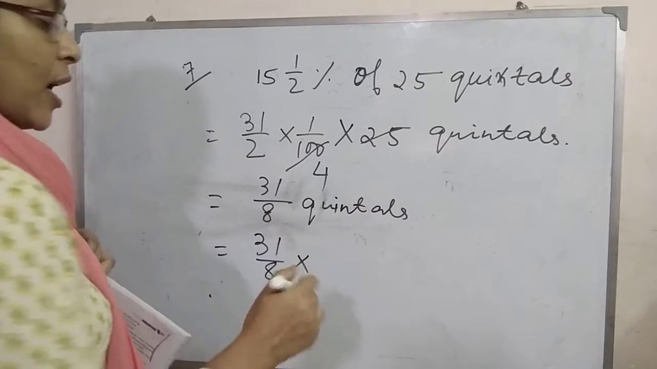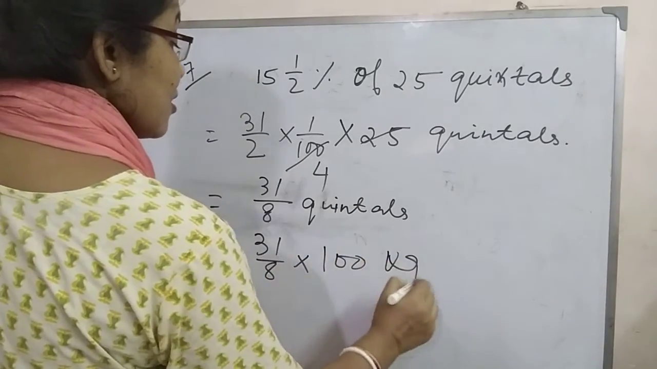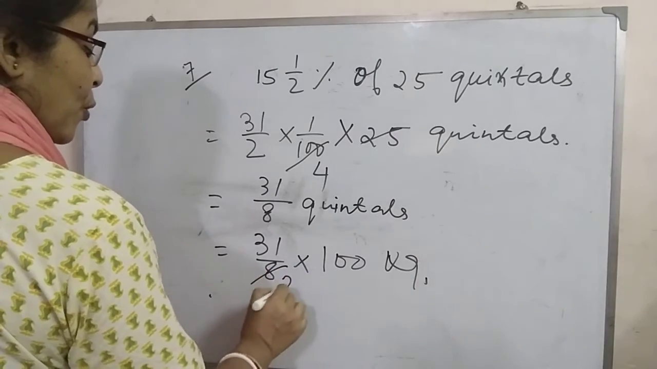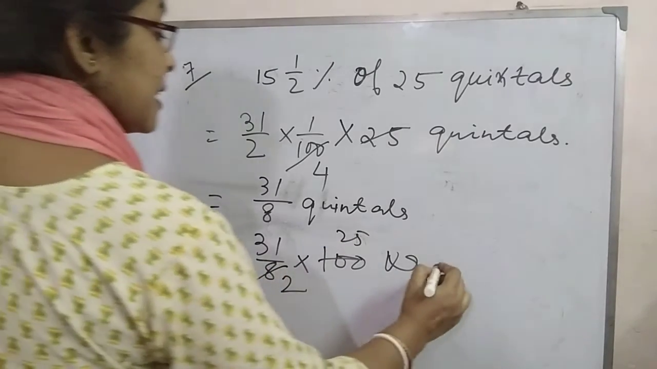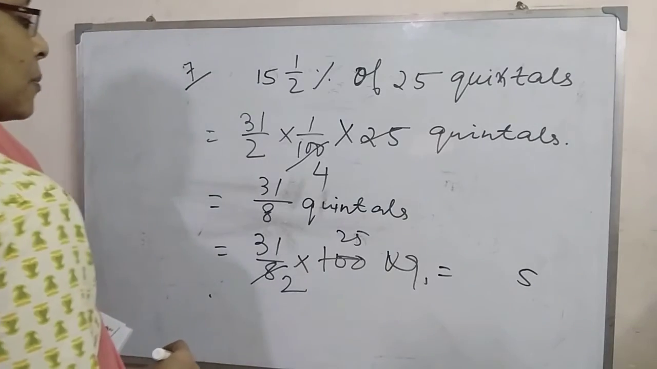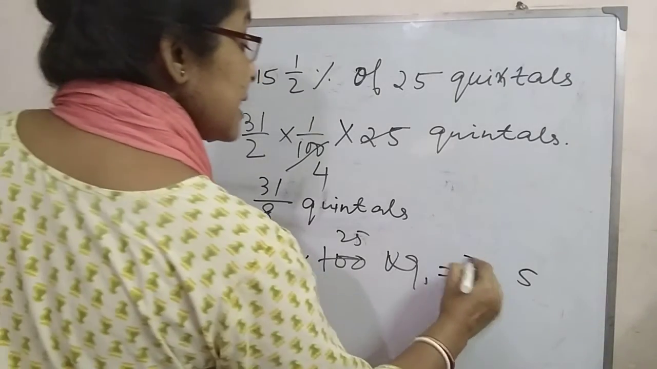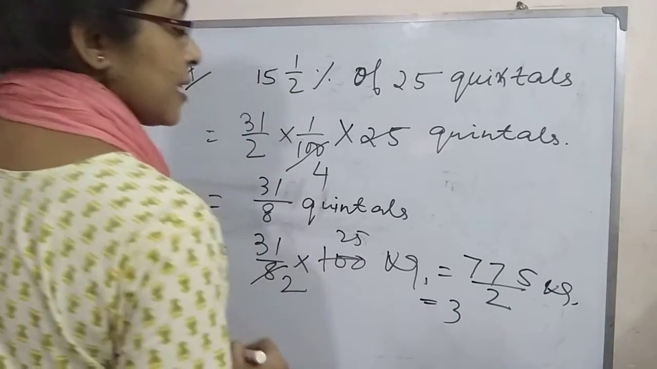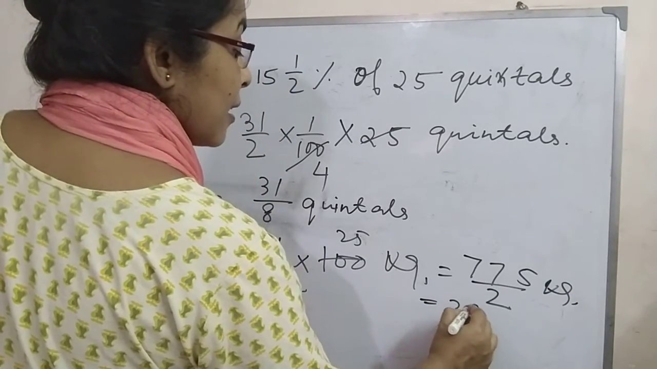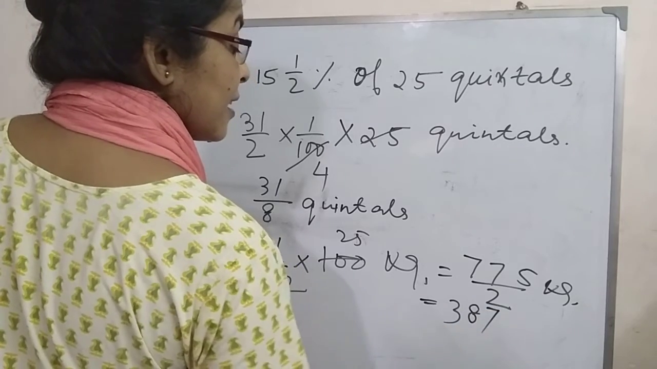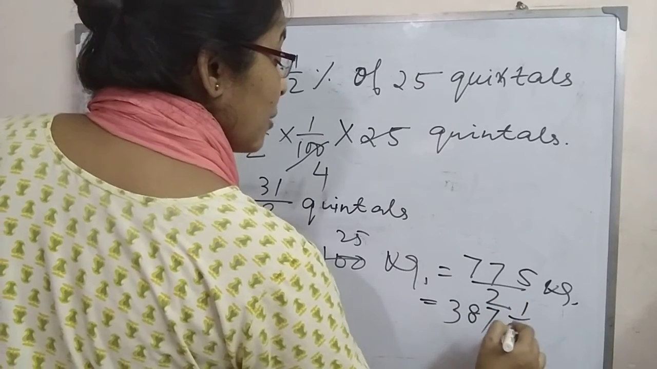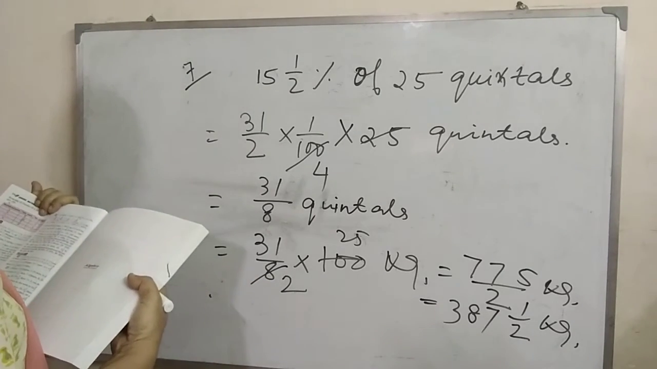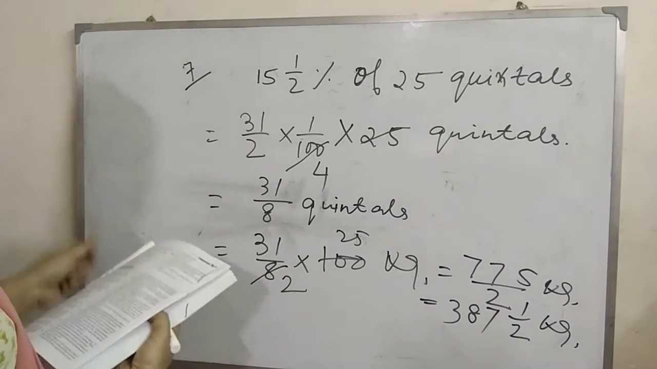1 quintal equal to 100 kg. So 31 by 8 quintal equal to 31 by 8 into 100 kg. This is equal to 775 by 2 kg. This is equal to 387 and 1 by 2 kg. 387 whole and half kg. Okay.